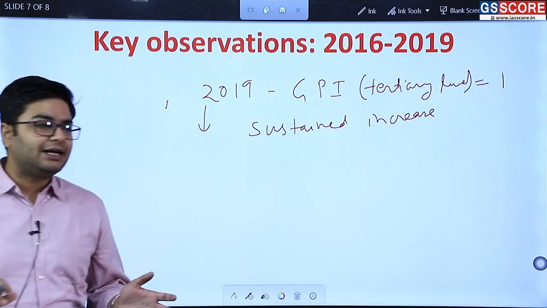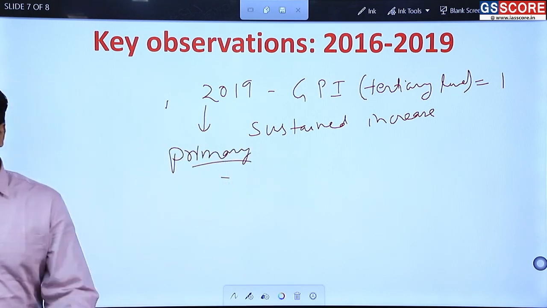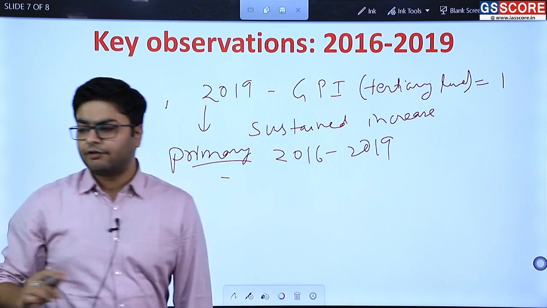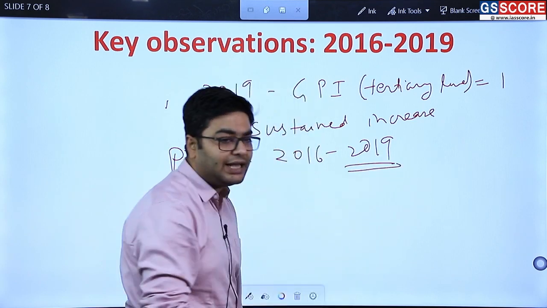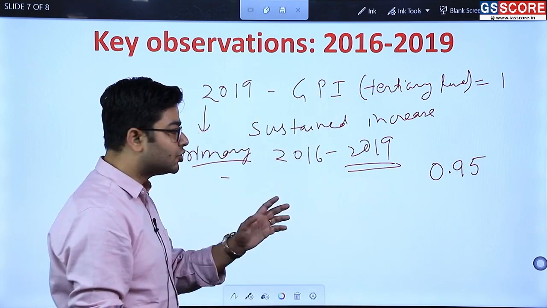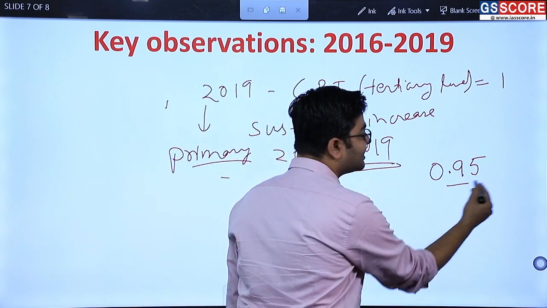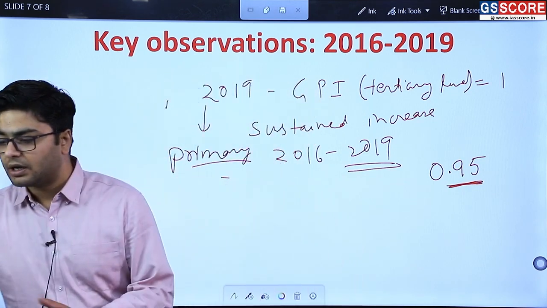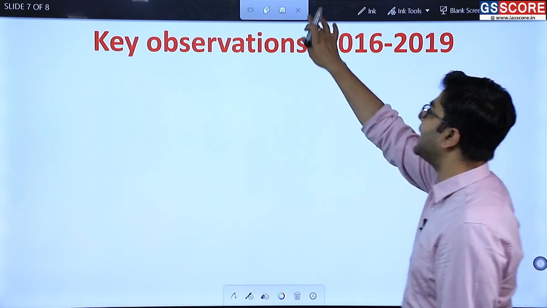Then the gender parity index at the primary school level for 2016-2019: in 2019 it was 0.95 at the primary level. So we can deduce that female children were at a certain disadvantage vis-a-vis their male counterparts, right? So these are the large takeaways when we talk about the gender parity index.